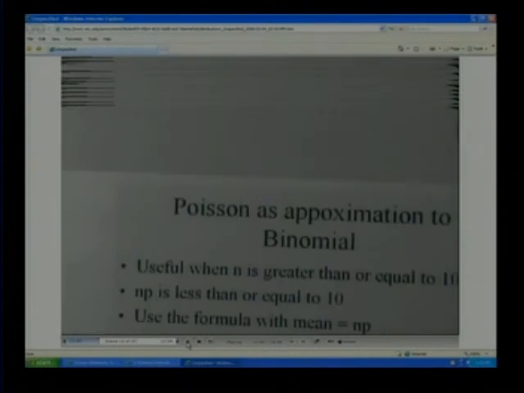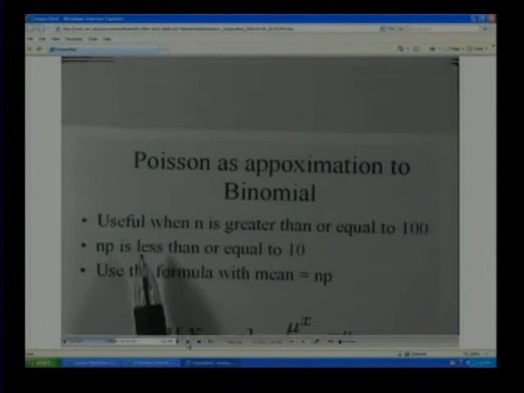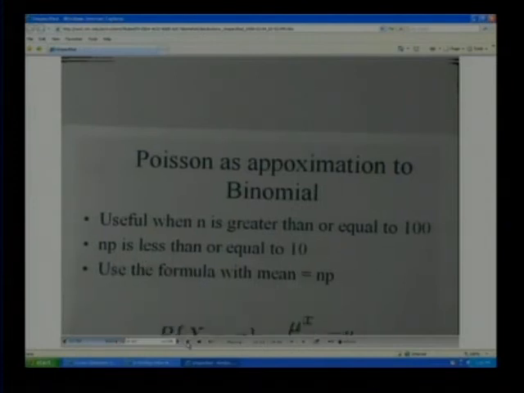Well, we can use the Poisson to approximate the binomial. This is useful when n is greater than or equal to 100, and the NP is less than or equal to 10. Now, why is that important? Well, in your book, you'll notice that you have a table of binomial probabilities. Okay? But this table is a couple of pages long, and it only goes up to 15.